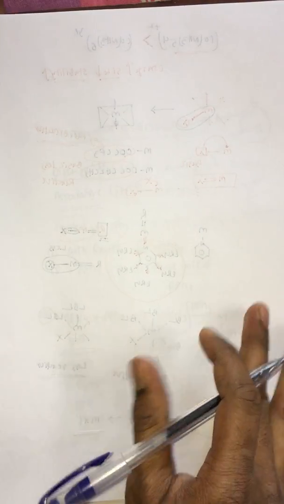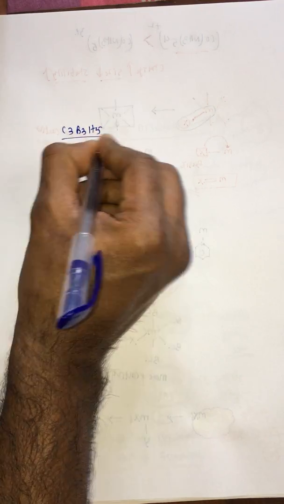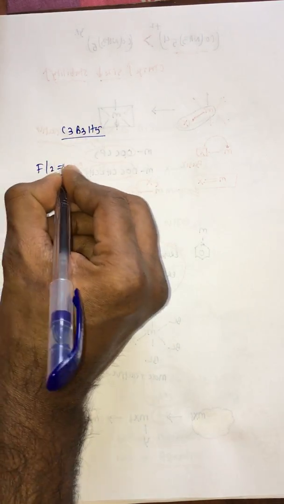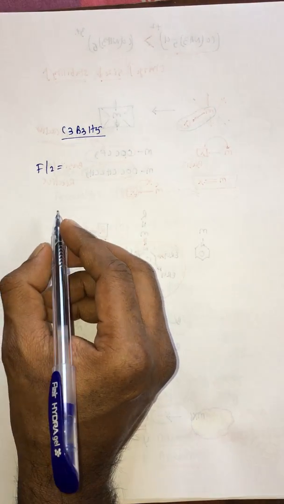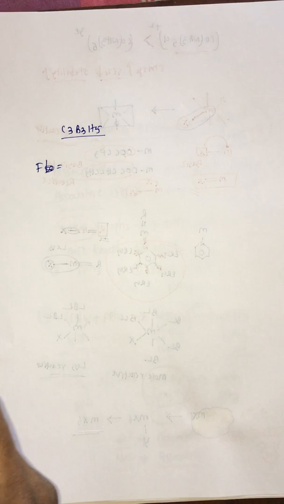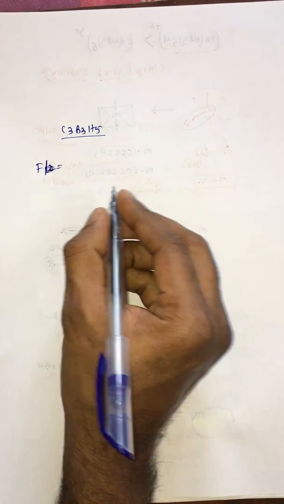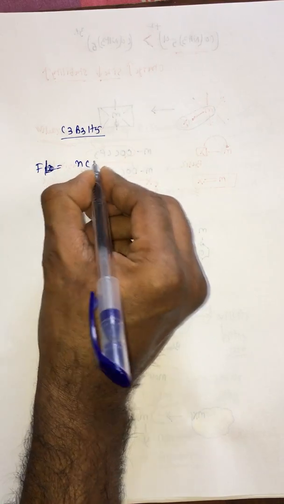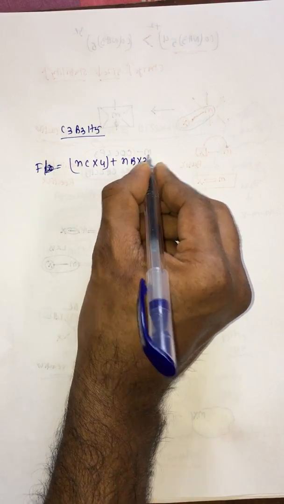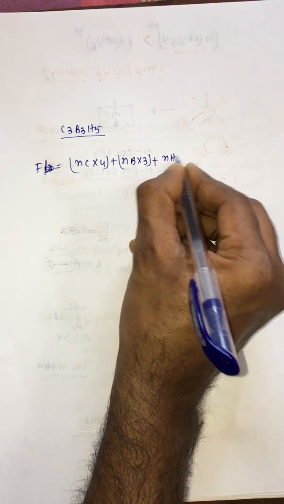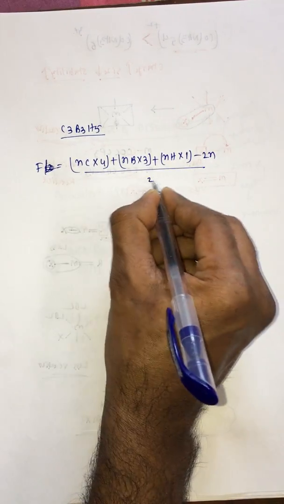We will see some more examples here. C3, B3, H5. So F by 2 means you are calculating the pairs of electrons. So here the principle is the number of carbons into 4 plus the number of borons into 3 plus the number of hydrogens into 1 minus 2n by 2.